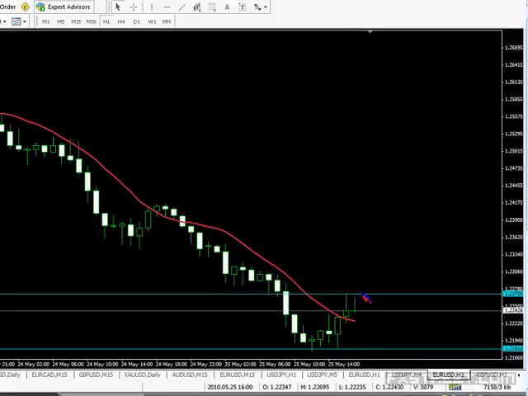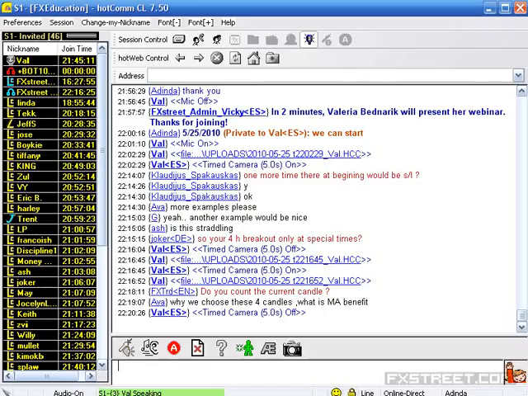It's more interesting at this point to see how the pair retreats from that high. So we have no signals at the particular moment. I wish sometimes we had one. Anyway, we have some in another trading strategy. Okay, we have more questions.